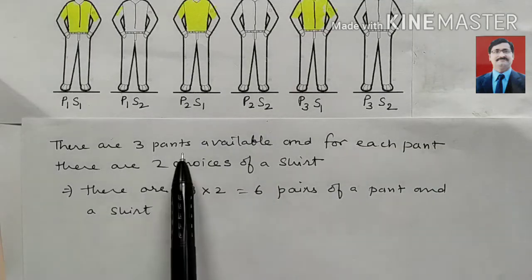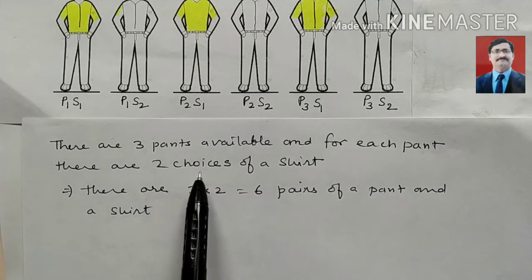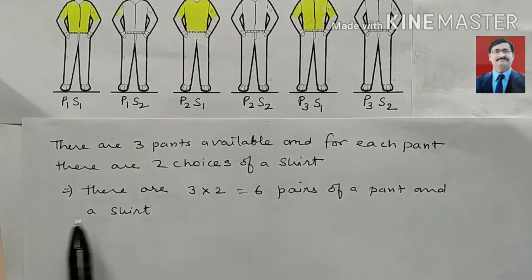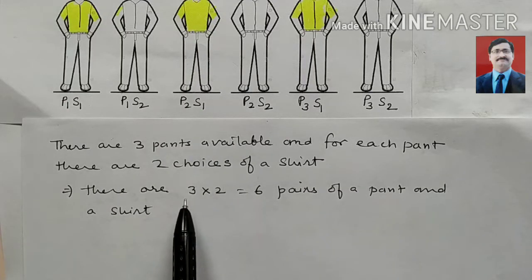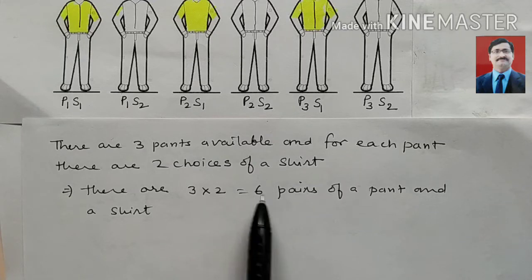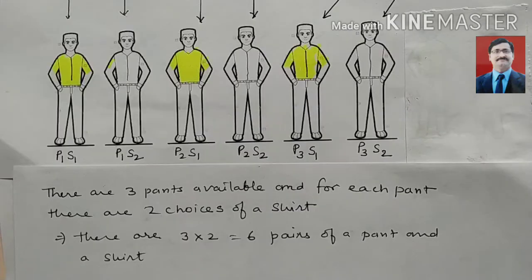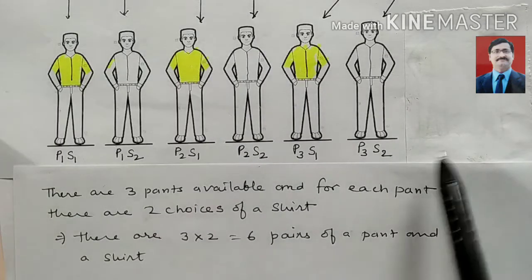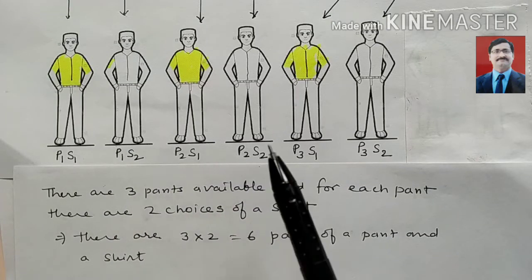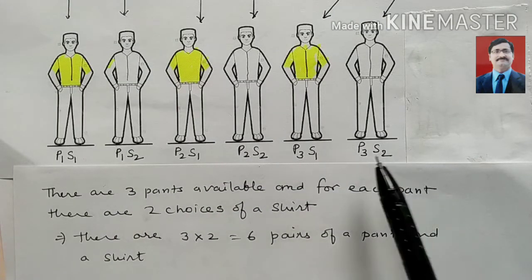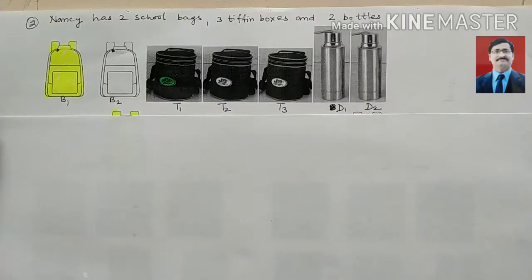Look here, there are 3 pants available, and for each pant there are 2 choices of a shirt. So there are 3 pants and 2 shirts, meaning we have 3 into 2, total 6 pairs of pant and shirt. Look here, we can check, 6 pairs we have: P1 S1, P1 S2, P2 S1, P2 S2, P3 S1 and P3 S2. So look here, one more example we can do.